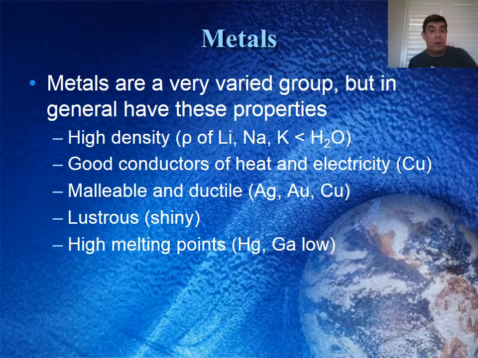So if we're looking at grouping each of these elements together, then the first thing we want to do is look at the metals. Now the metals are probably the biggest group. In fact, there's no probably about it. They are the biggest group. And they are a very varied group, a very broad range of different properties that unite the metals. Despite that, there are a few characteristics that are reasonably good generalizations for most metals.